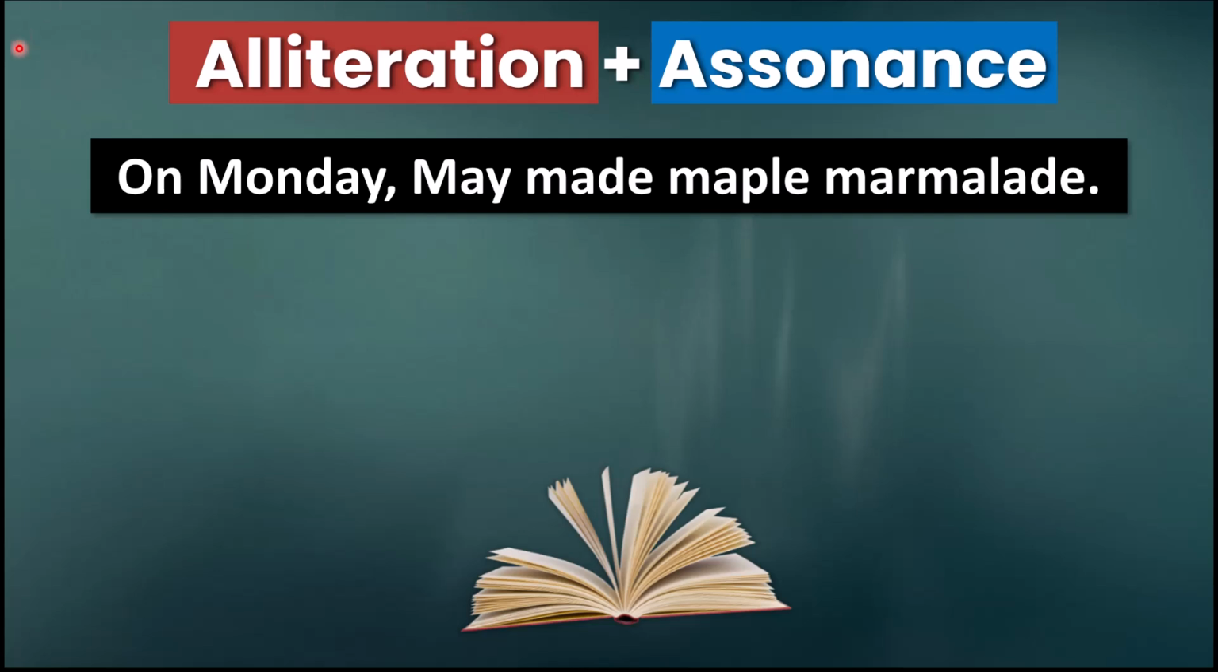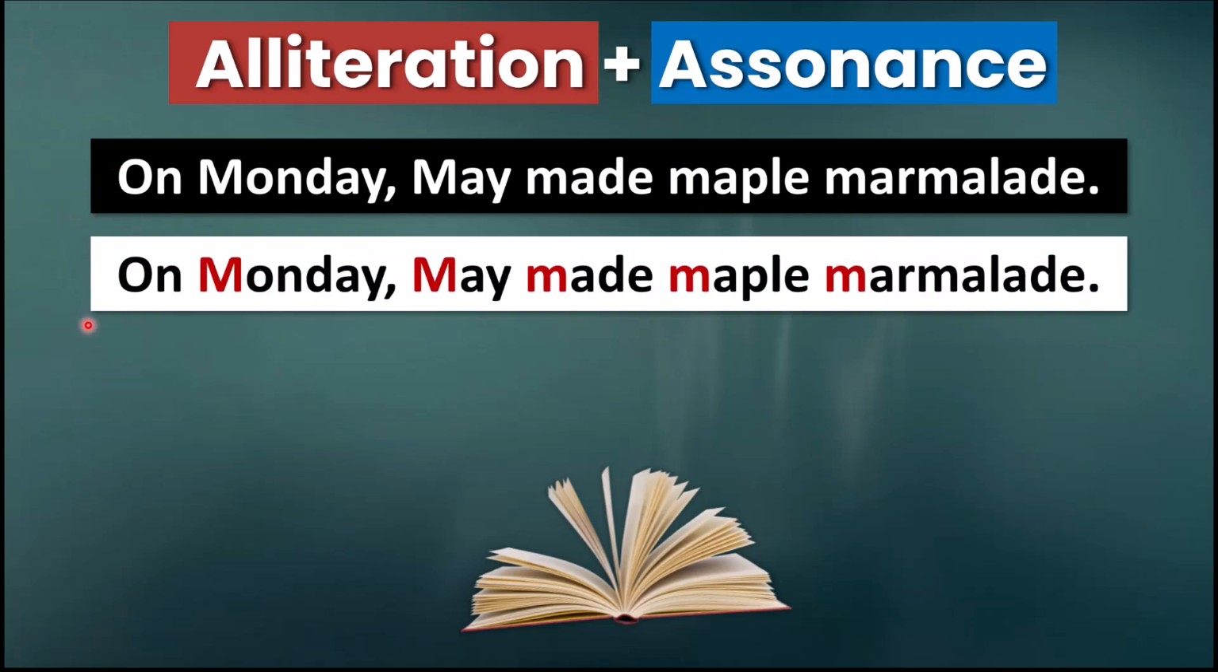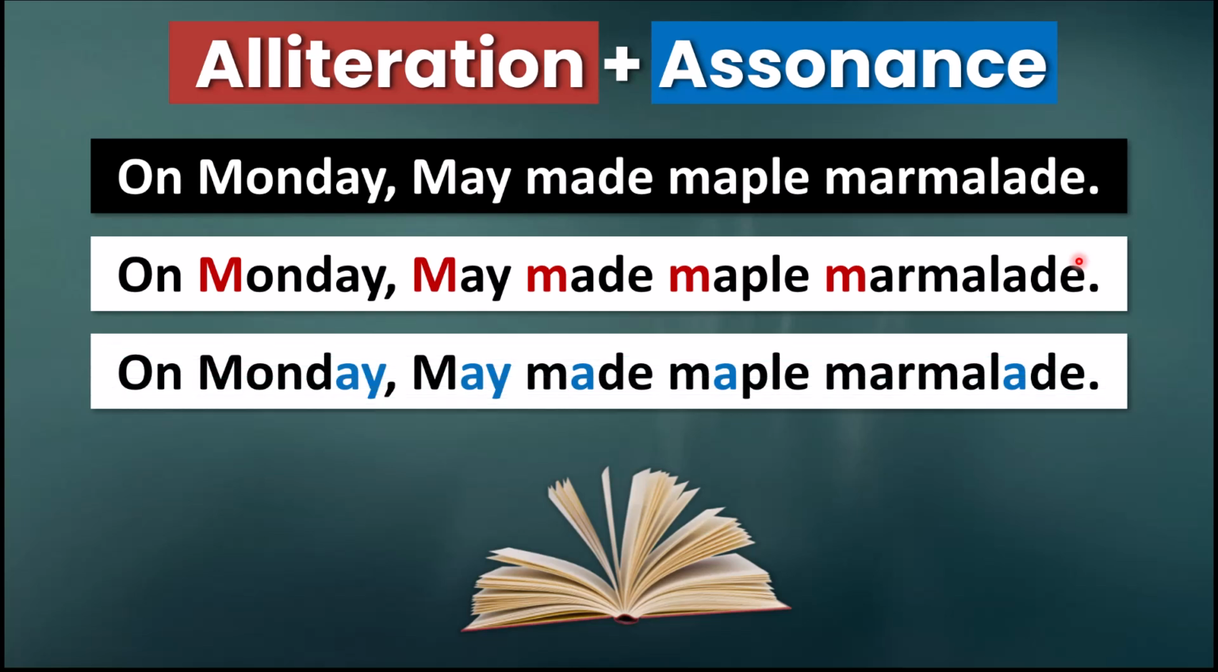First, let's take a look at alliteration. Well, most of the words in this sentence begin with the consonant M. Monday, May, made, maple, marmalade. And we also have the long A sound. On Monday, May, made, maple, marmalade. Okay, so you can use literary devices in many different ways and combine them as well in sentences. But I hope this shows you the difference between these two literary devices.